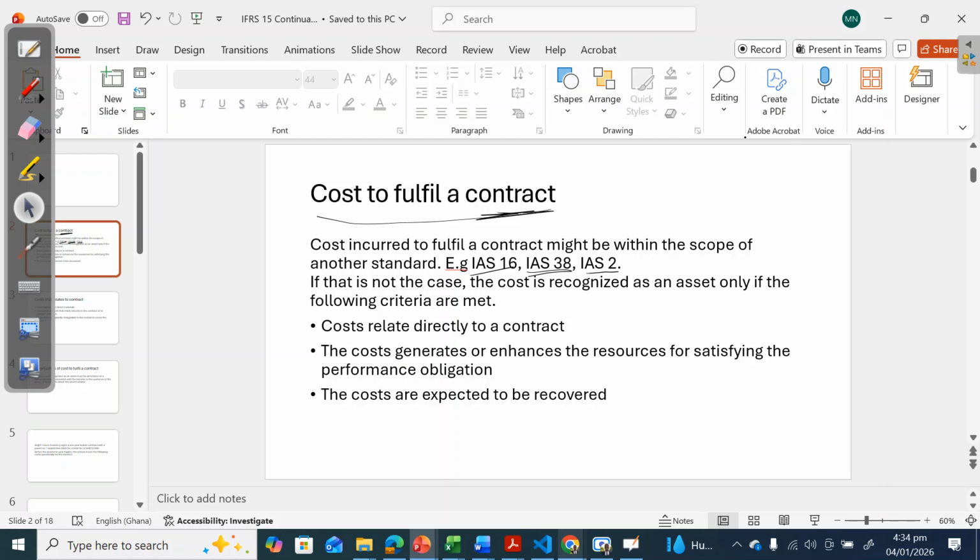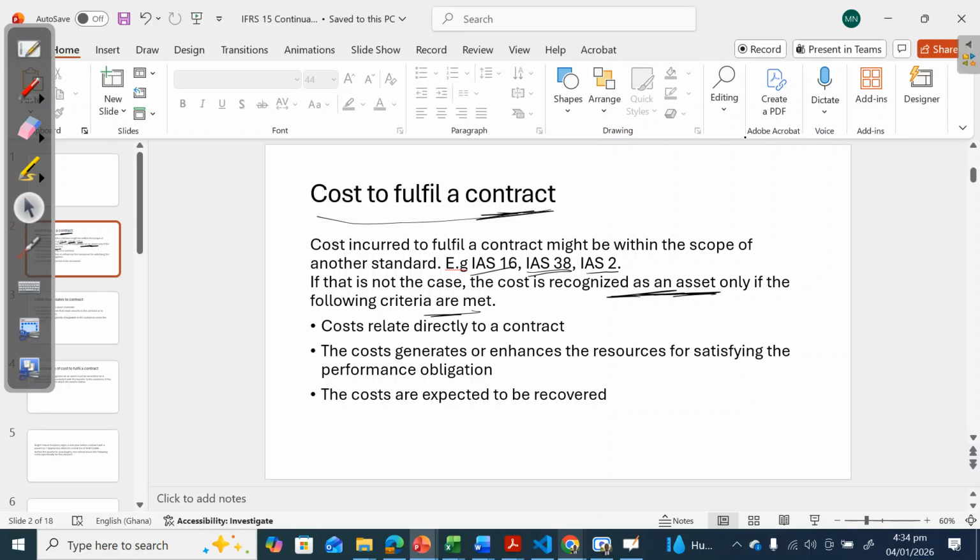So it says there are some costs that may not be under any of the existing standards. In that case, those costs may be recognized as an asset, or capitalized, if the following criteria are met. One, the costs relate directly to the contract. If the cost is related to the contract, because of the contract, that is why you have incurred the cost, then we can capitalize it.